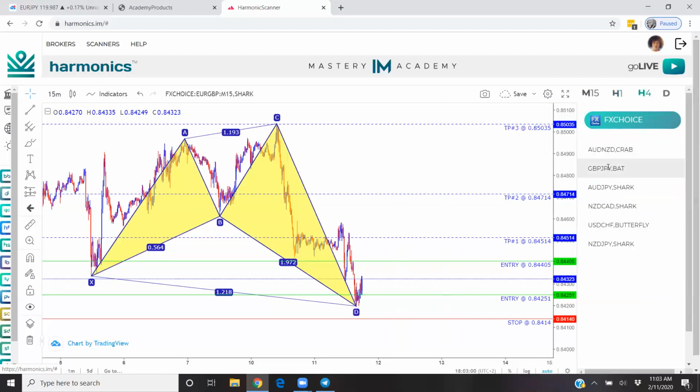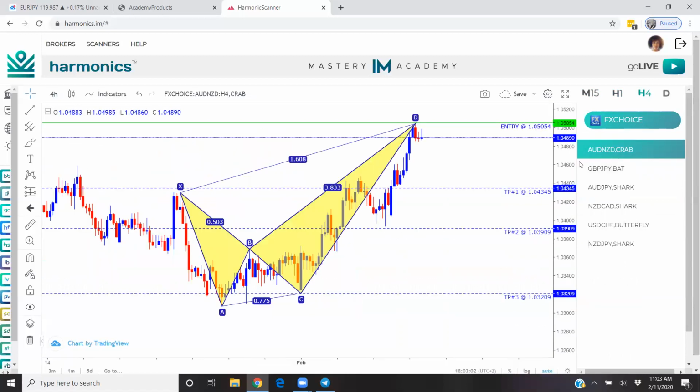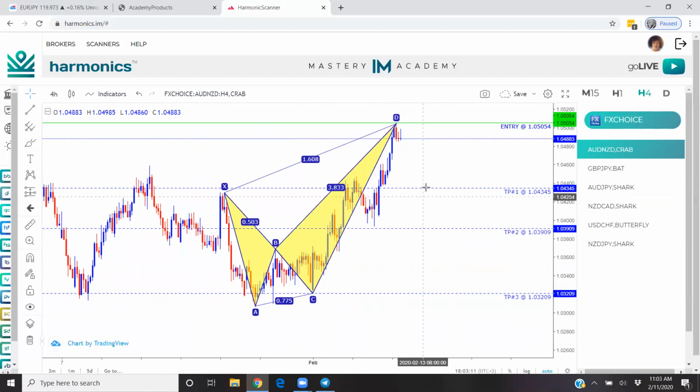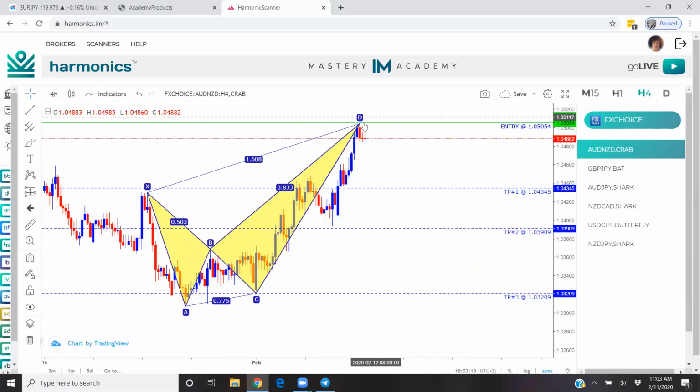When you click on these time frames, it's going to give you different trade setups. Here, they have found this crab pattern in the market. Essentially, looking at that pattern, they're saying that when price comes to this area, it's going to sell down.